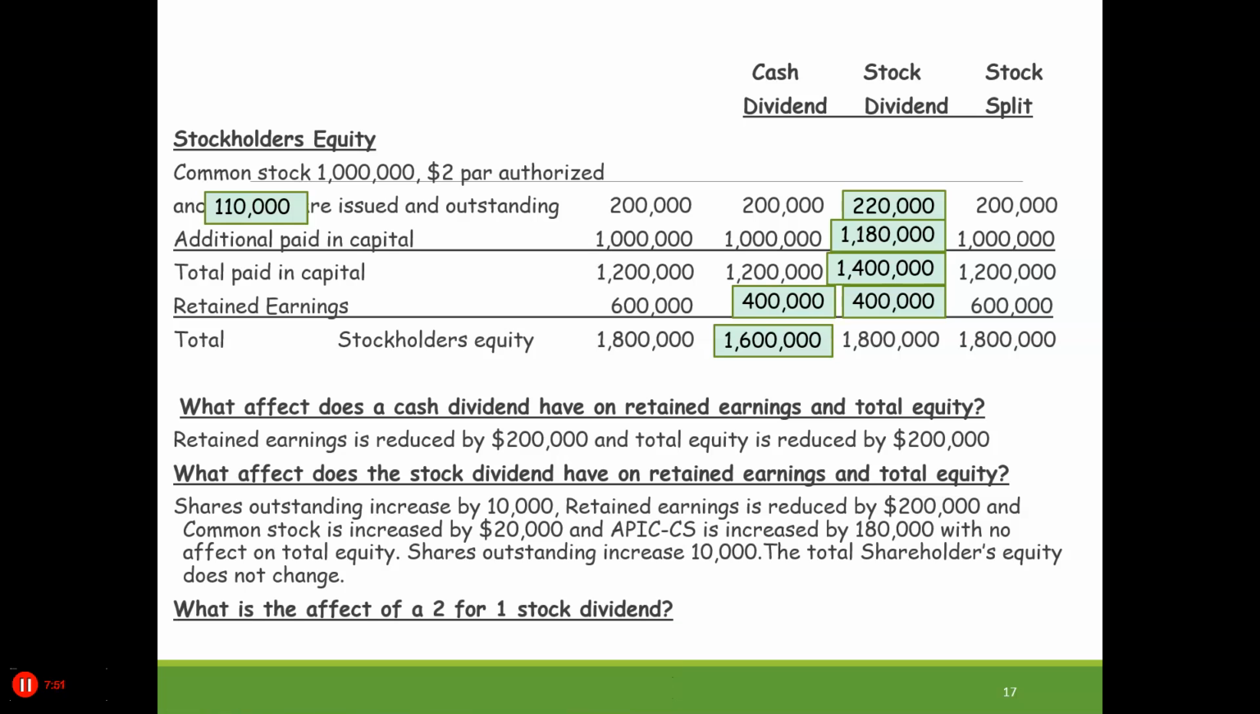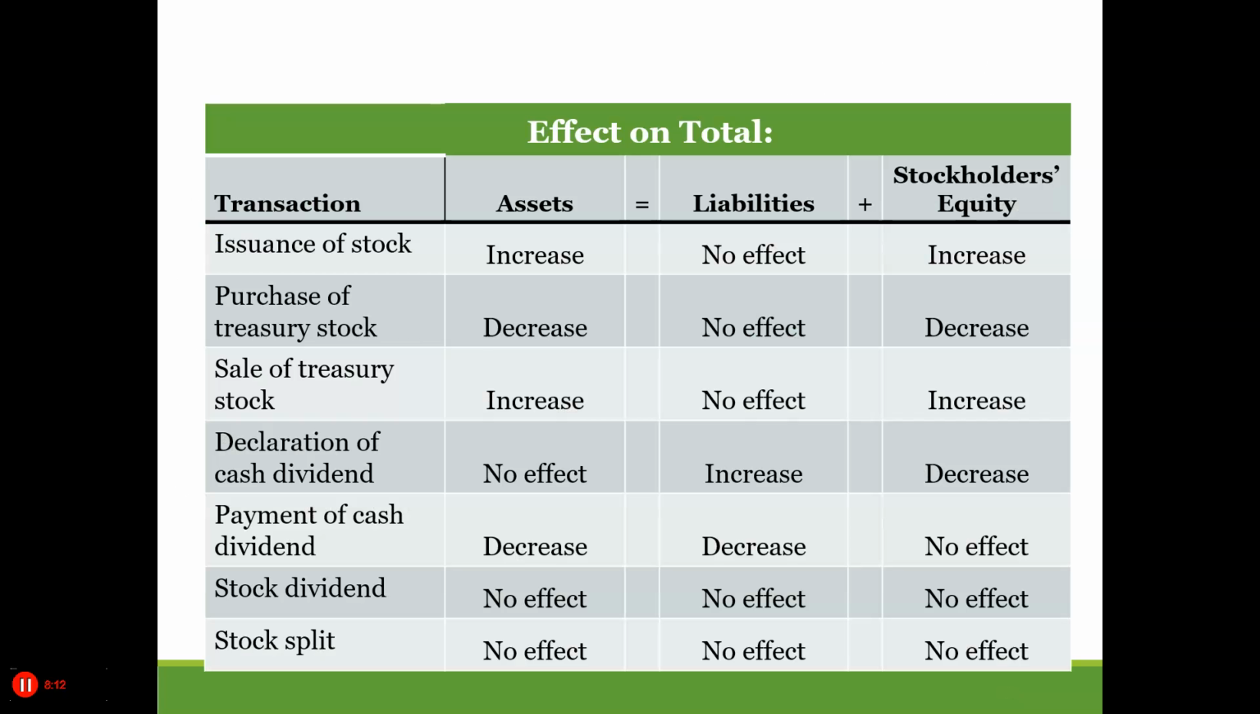Now, what's the effect of a 2-for-1 stock split? Well, the authorized shares are going to double and the par is going to go in half, but total equity does not change. So I hope that helps you see that. Now, one more. Let's look at the effects on totals.